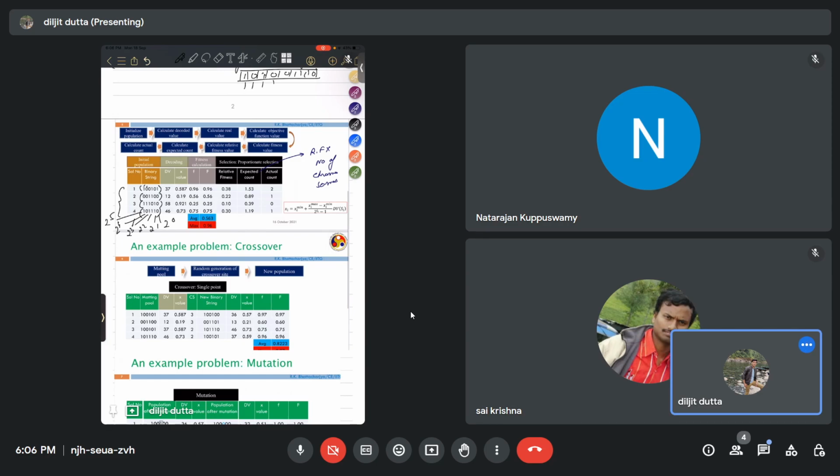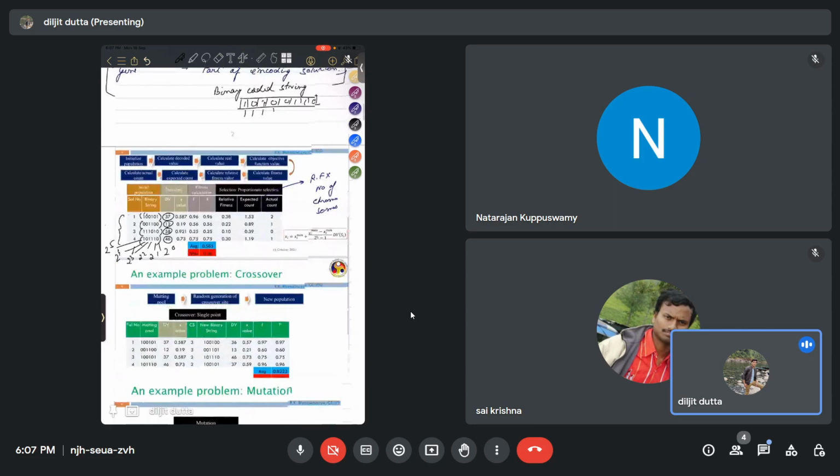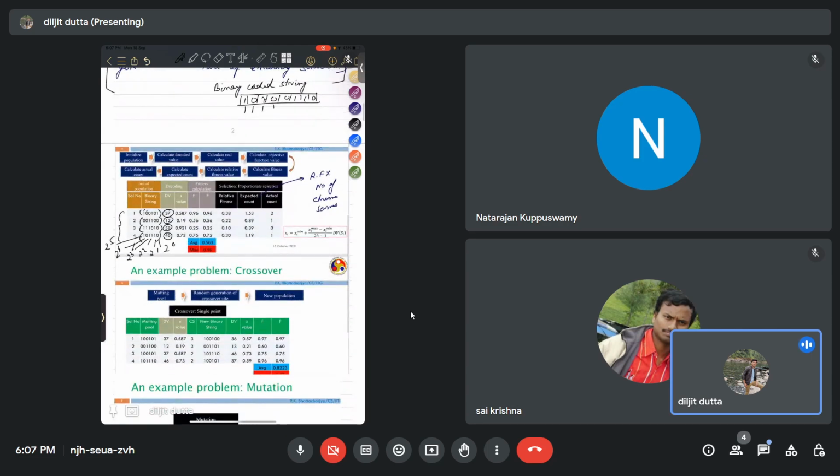And then we'll add up all the numbers, and whatever you get is called the decoded value. Now we have the decoded value. From the decoded value, we have to find the x value for our problem. We'll be given a problem. Suppose it is a sine problem, sine pi x.